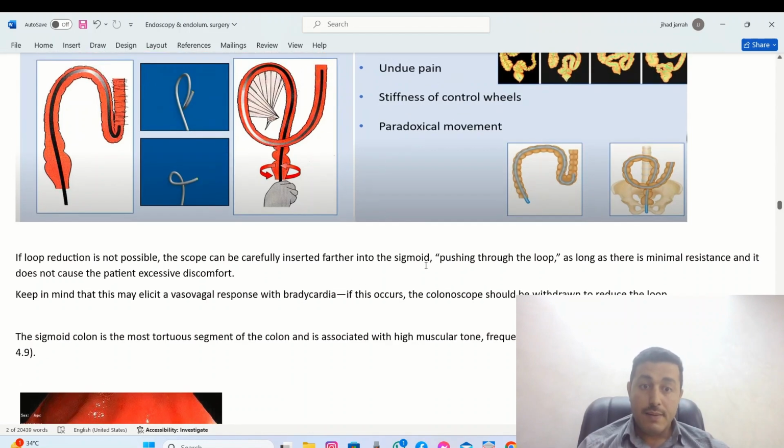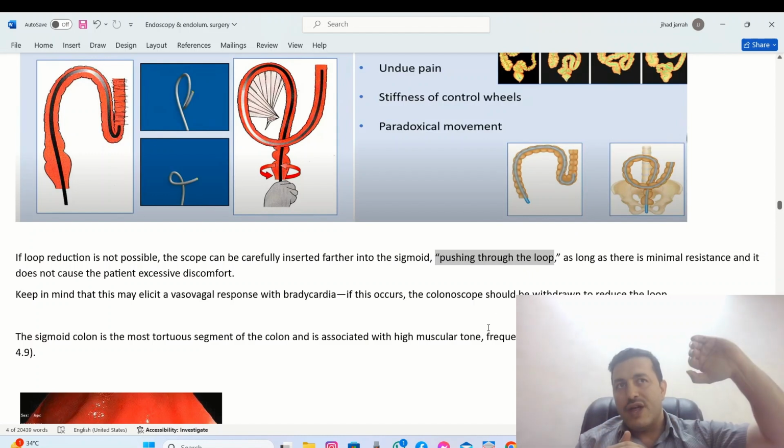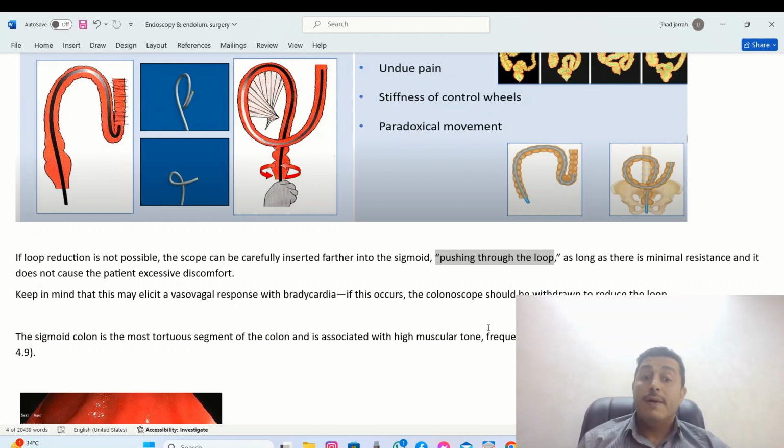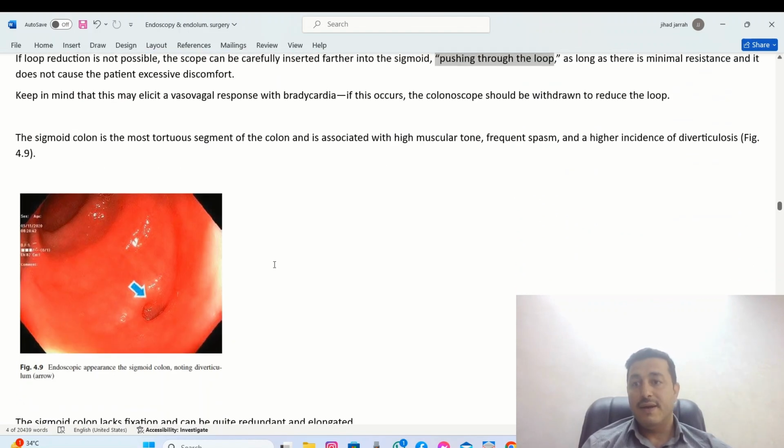One technique, if I'm suspecting a loop in the colon, is the pushing through the loop technique, because when the scope reaches the descending colon, by some techniques the loop can be reduced. So pushing through the loop is a recognized method, but you should notice that there is no pain, no resistance or minimal resistance, and acceptable discomfort.